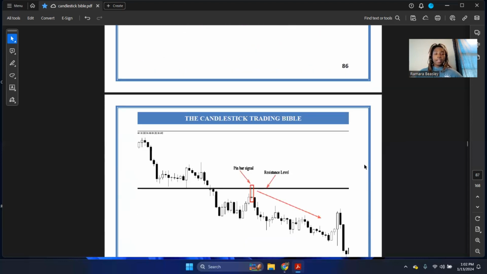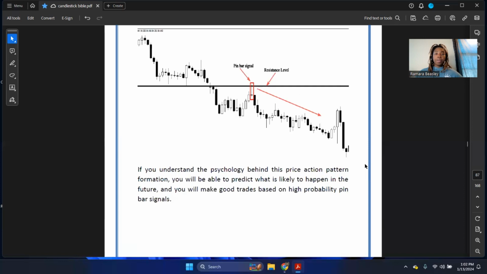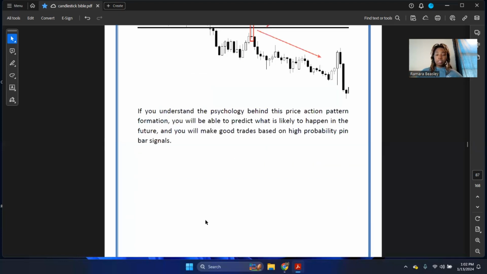Okay. And then here's that example of the pin bar signal in a downtrend. It says, if you understand the psychology behind this price action pattern formation, you will be able to predict what is likely to happen in the future. And you will make good trades based on high probability pin bar signals. Okay.